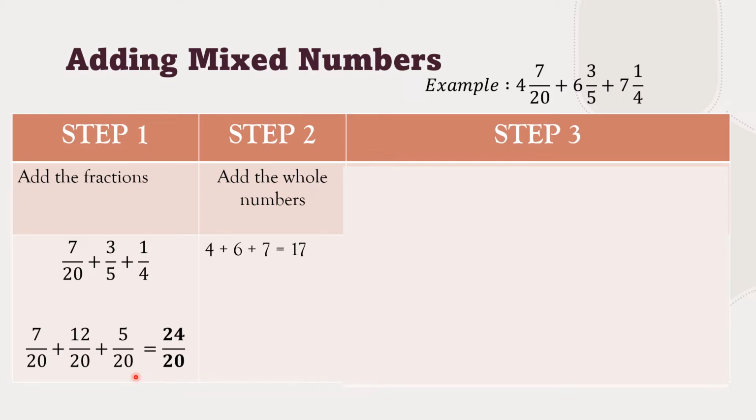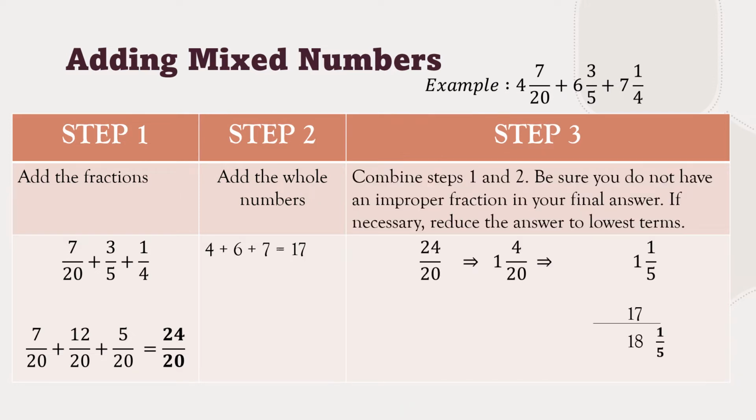And to get the final answer, of course, we have to combine the result from our step 1 and step 2. So our step 1 result is 24 over 20. Since that is in improper fraction form, we have to simplify that. So the equivalent mixed number of this improper fraction 24 over 20 is 1 and 4 over 20.